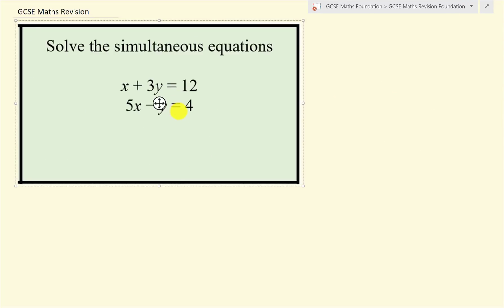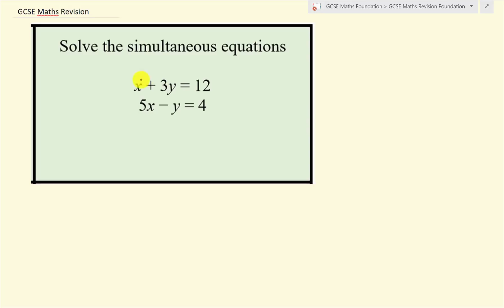Next we have simultaneous equations. So we can see none of the terms are the same. That means we need to multiply one of the equations by a number so that we can make the terms the same, either x or y, and then we can eliminate one of them. So in that case, I'm going to multiply the second equation by 3 so that I can make the y terms the same. So I have to times everything by 3.